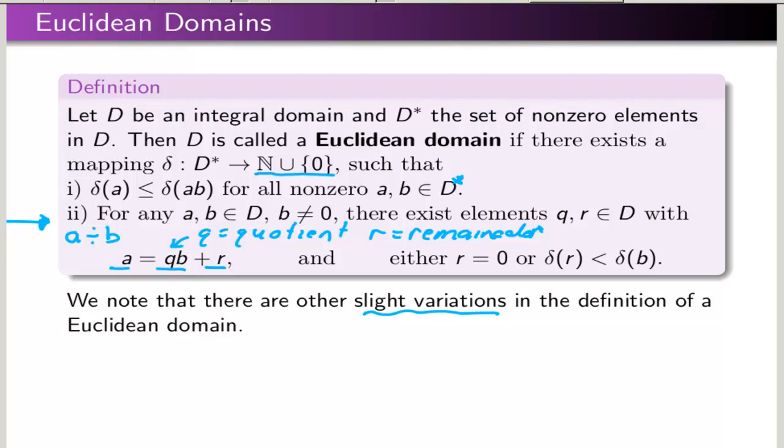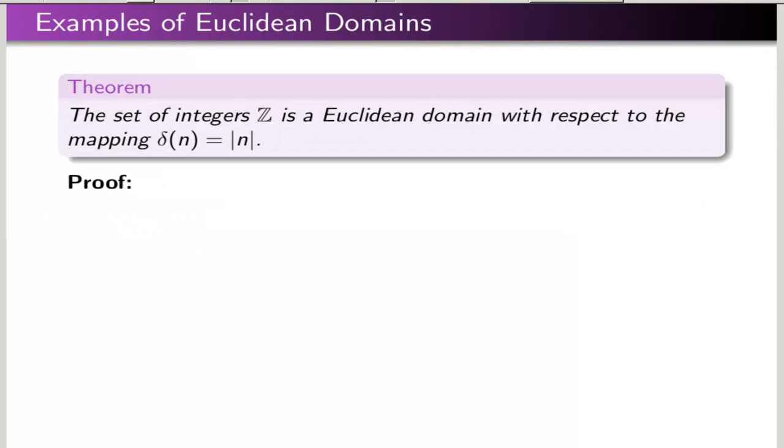So the set of integers is our standard example of a Euclidean domain. So it's a Euclidean domain with respect to the mapping delta of n equals the absolute value of n. Okay, so why is this a Euclidean domain? Well, certainly Z is an integral domain. That's a given. It has no zero divisors. It's commutative.